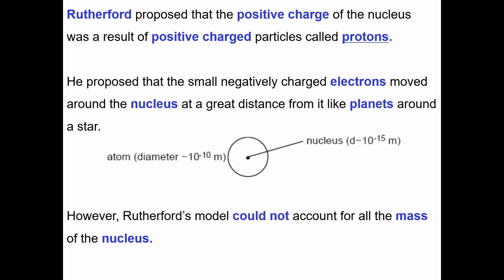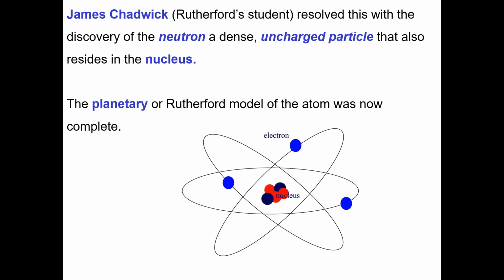However, Rutherford couldn't quite get enough mass into his nucleus in order to completely stop an alpha particle and turn it around and make it go in the other direction using only protons. It was Rutherford's student, James Chadwick, who was studying radioactive decay, who recognized that there must be a second particle in the nucleus that had no electrical charge. He calls this the neutron. And so that now completes the model of the Rutherford or planetary model of the atom.